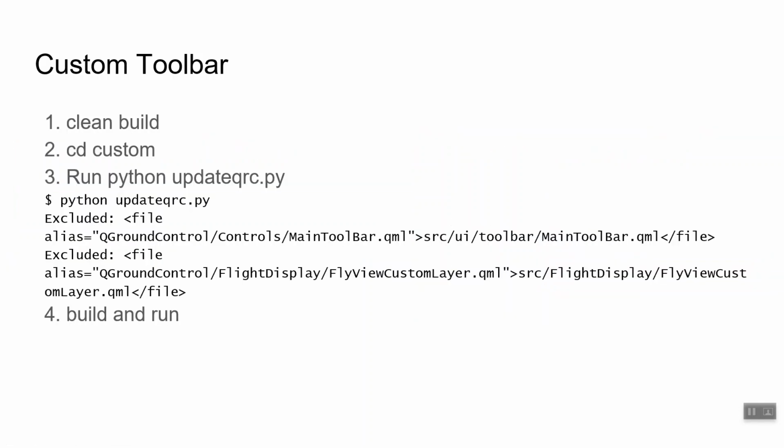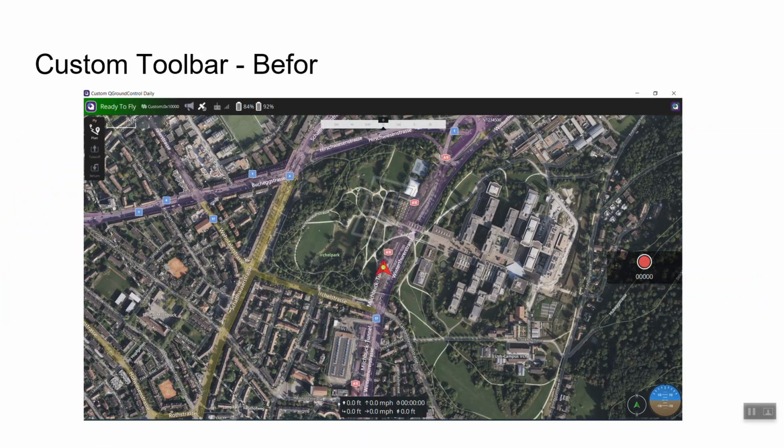Okay, so clean your build, go into custom, and then run update qrc.py. If you've done it correctly, you'll see that you don't just have the fly view custom layer from the custom example, you also have main toolbar.qml showing up too, and then you build it and run.